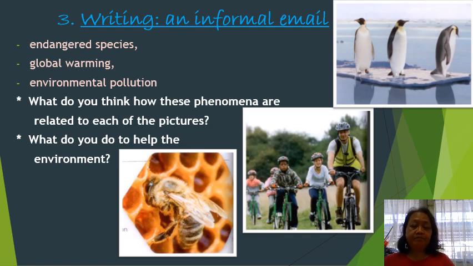Now the second picture shows people cycling, which helps keep the environment or the air clean. Okay, it doesn't pollute the air. And the third picture shows a honeybee, whose natural habitat is in danger from new buildings and roads. Its habitat is being destroyed. Okay, so the bees are endangered.